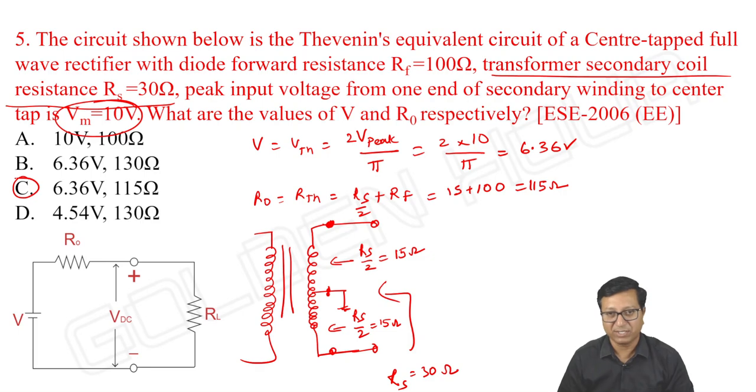We should be very careful here. We have the practice of writing R Thevenin equal to RS plus RF, and RS is given as 30. But the RS in their notation is the resistance across the complete secondary winding, not the resistance between one end of the secondary winding and center tap. That's where students should be very careful.